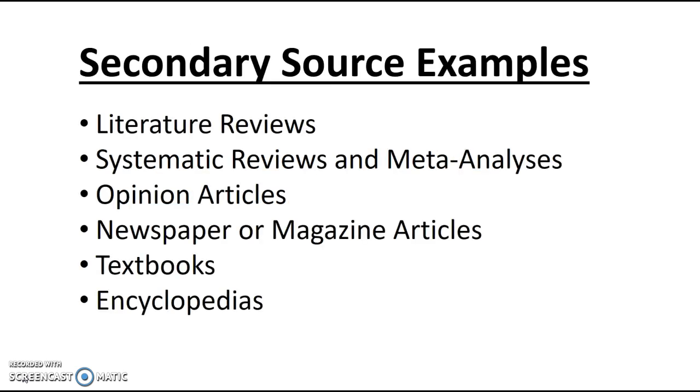Secondary sources can also take several forms, depending on the purposes and audiences for which they're meant. Literature reviews, systematic reviews, and meta-analyses are common types of secondary sources in scientific literature, but opinion pieces, newspaper or magazine articles, textbooks, and encyclopedias are part of this category as well.